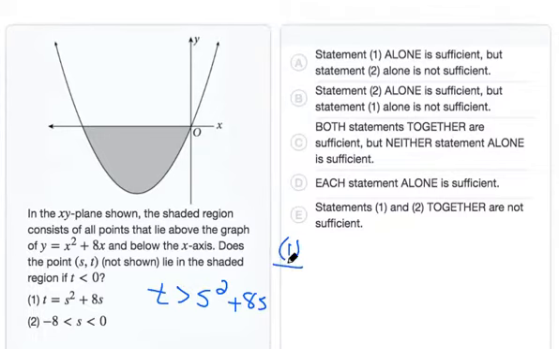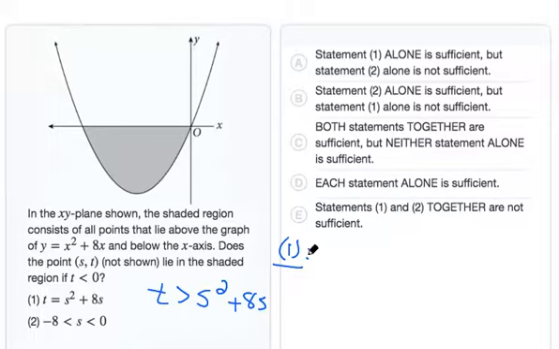So let's go ahead and take a look at statement 1. Statement 1 tells us t is equal to s squared plus 8s. If it's equal to s squared plus 8s, it's not greater than. So we can actually answer that no, it's not going to lie in the shaded region.